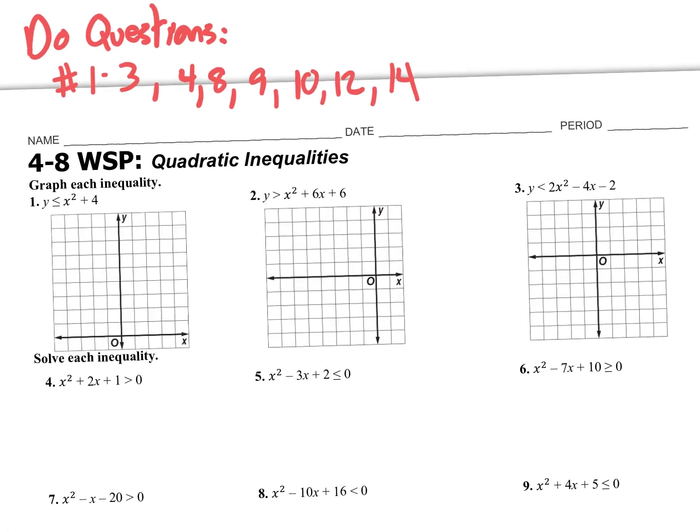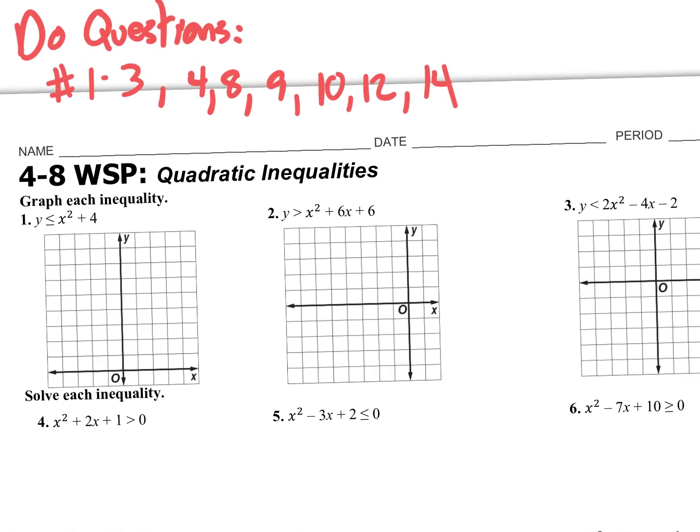So if you want, I would copy down numbers 4, 8, 9, 10, 12, and 14. Just make a list. 1 through 3, we already know how to graph, so I wouldn't even bother with 1 through 3. You could if you want to. The solutions are posted. But if you're going to try solving using graphs, I would try 4, 8, 9, 10, 12, and 14.